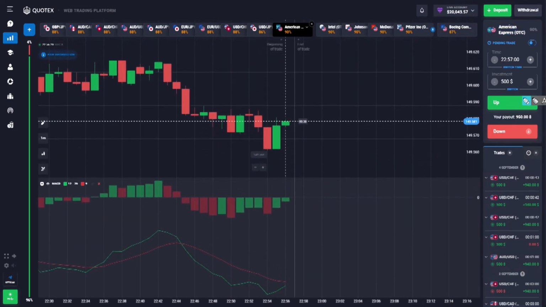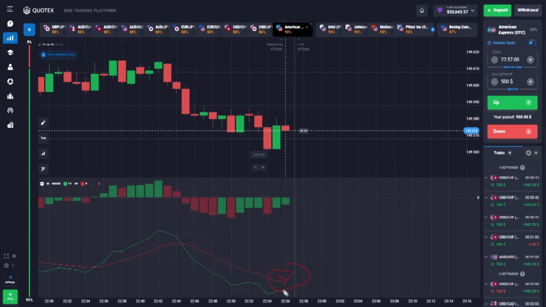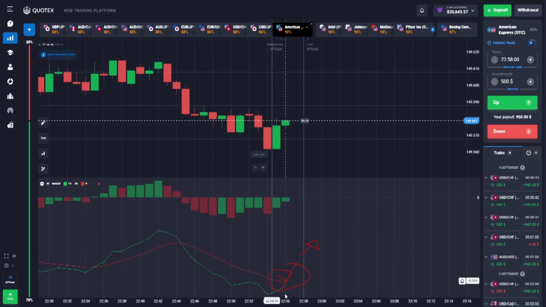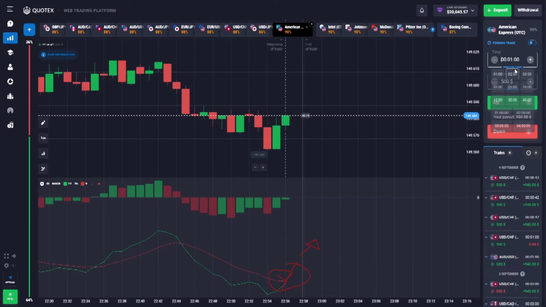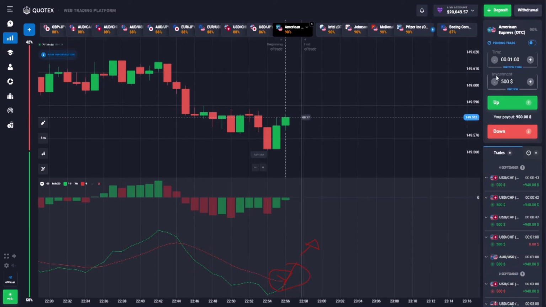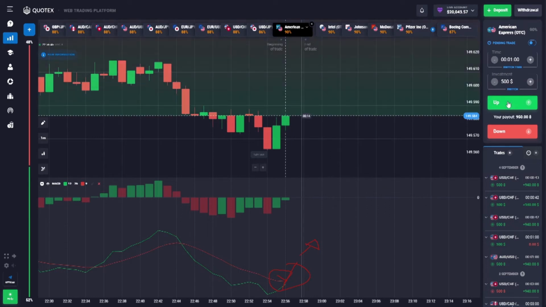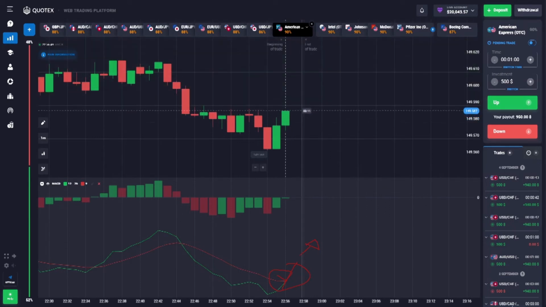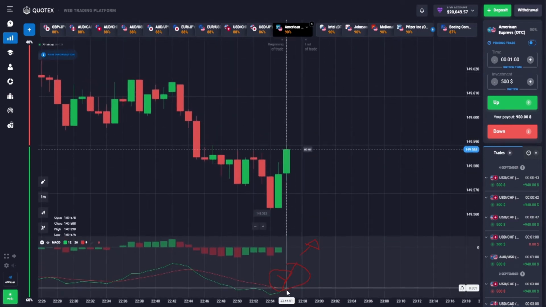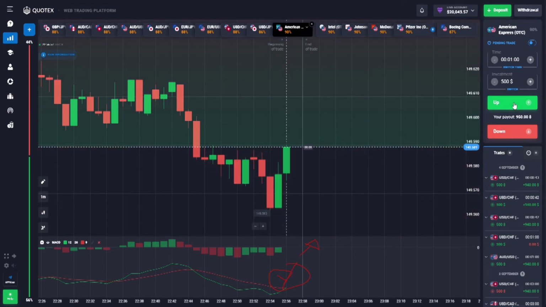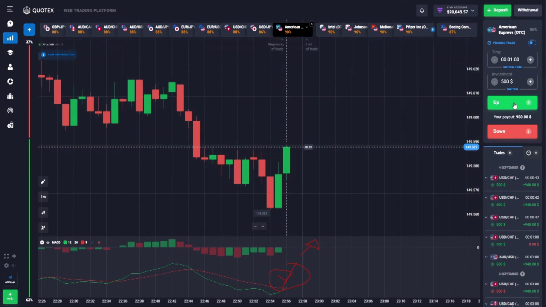Here guys, I see that the green line will cross with the red line. I will open a position for 1 minute. Okay guys, it has crossed perfectly. I open a position now.